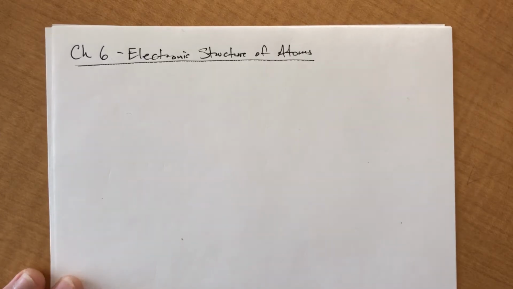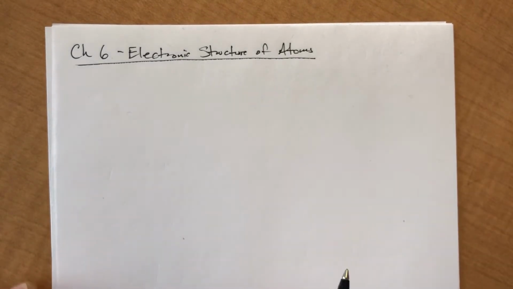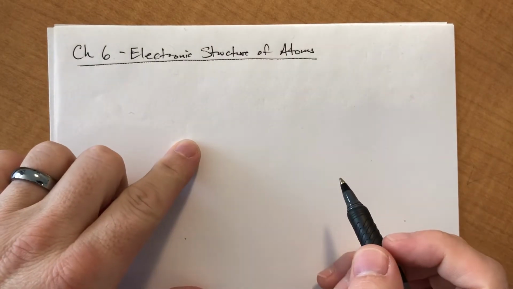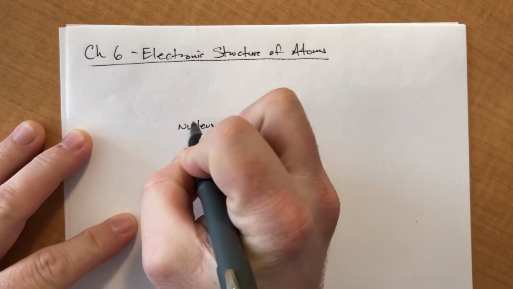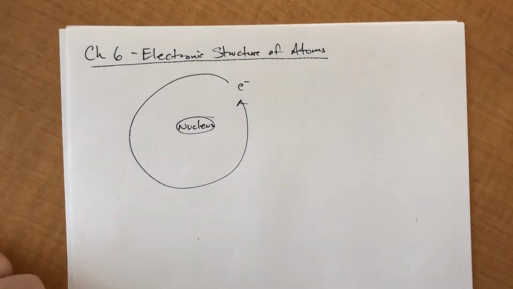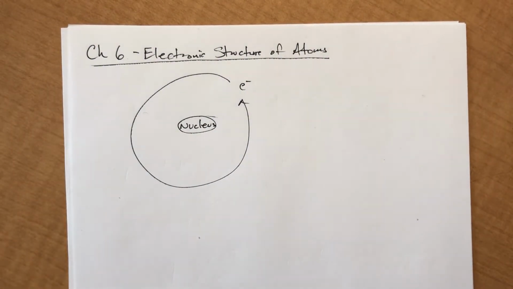Okay, so we need to start chapter 6. Chapter 6 is about the electronic structure of atoms. So basically, way back in chapter 1, chapter 2, somewhere in there, I think chapter 2, we talked about how there's a nucleus to an atom, and then there's electrons flying around the outside. Okay, this is nowhere near enough detail to explain what is going on.